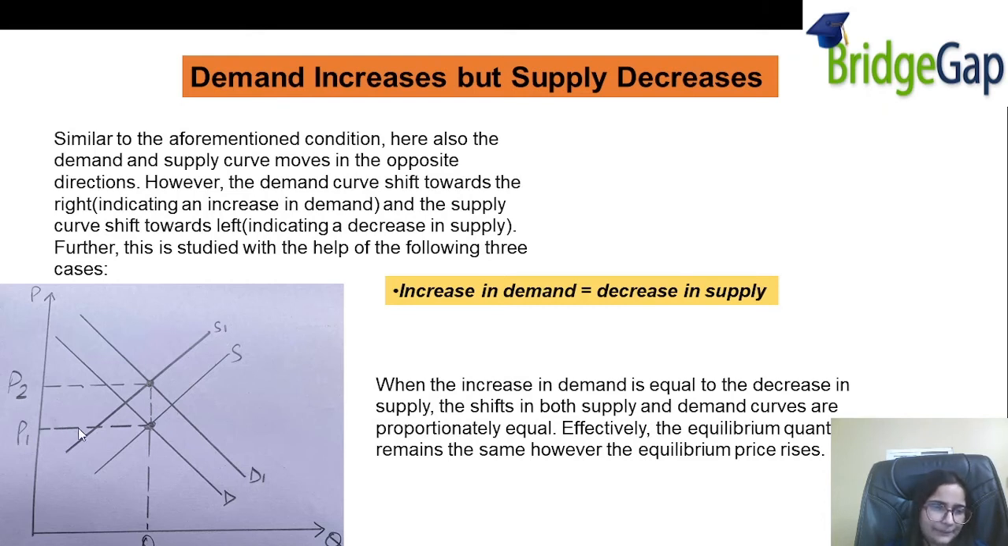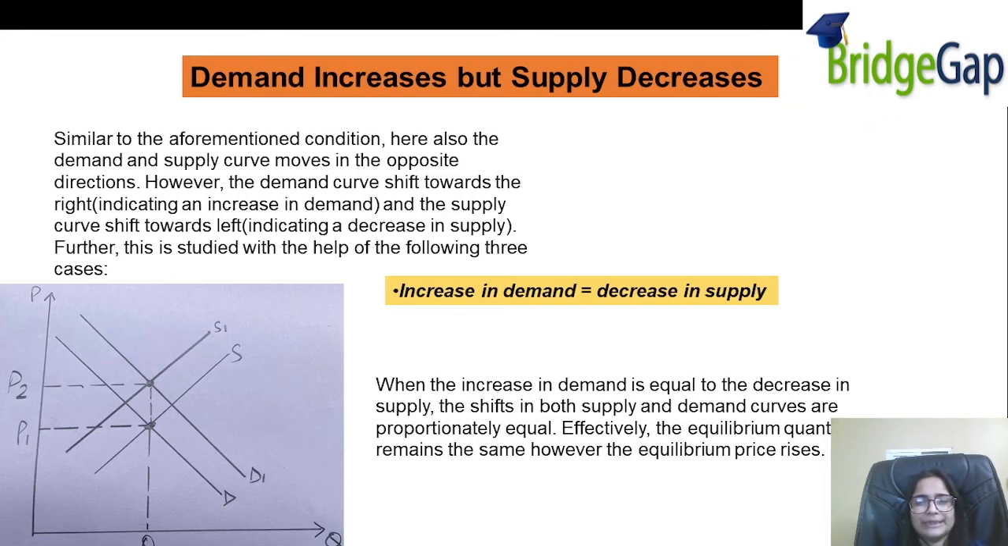Our equilibrium price was at P1 and equilibrium quantity was at Q1. Now, looking at the new situation, the S1 and D1, you can see that prices have increased to P2, but the quantity is remaining the same, when the increase in demand and decrease in supply is in equal proportion or magnitude.